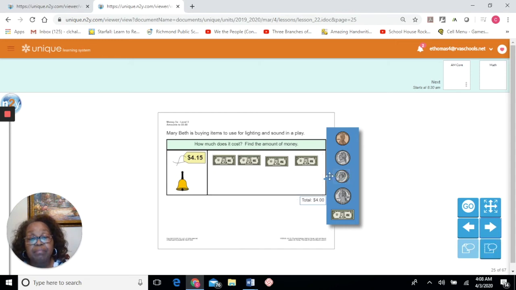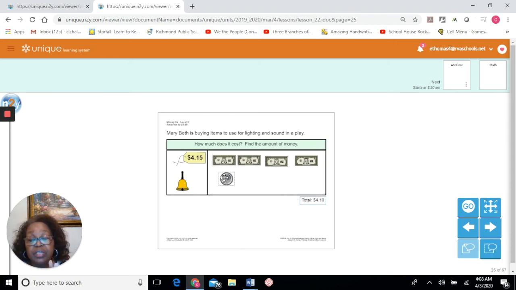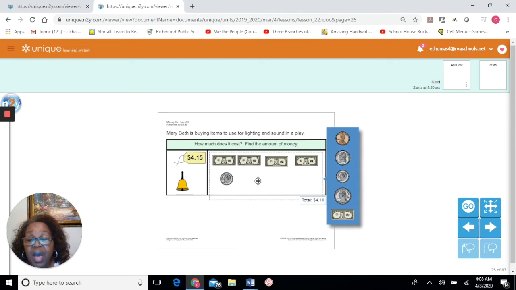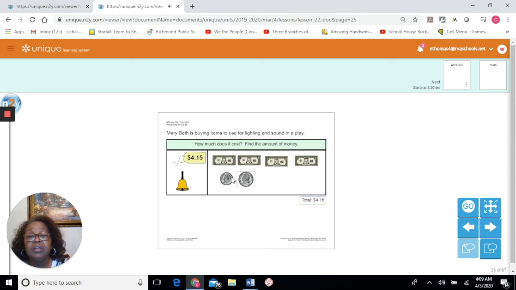1 dime in the tens place and a 5 in the ones place. Now we could use 5 ones, but that's a lot of coins. Let's just use the 5, the nickel, to represent the 5. $4.15. 1, 2, 3, 4, and 15 cents. 10, 15. Excellent. This was a challenge, and you did an excellent job.